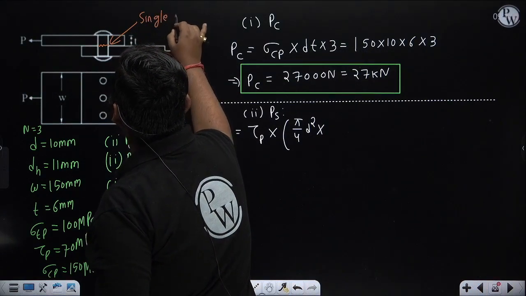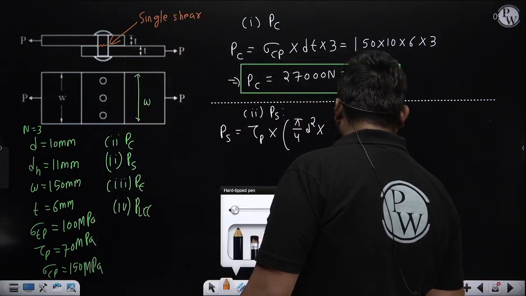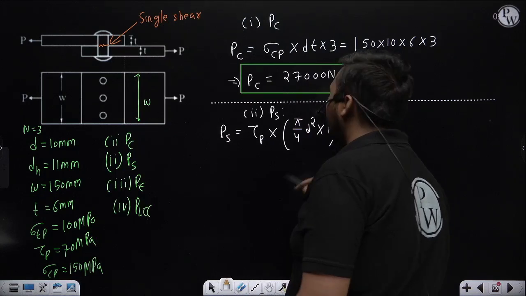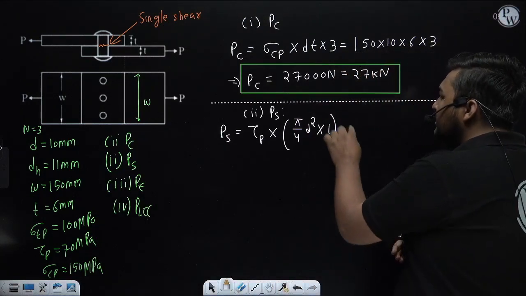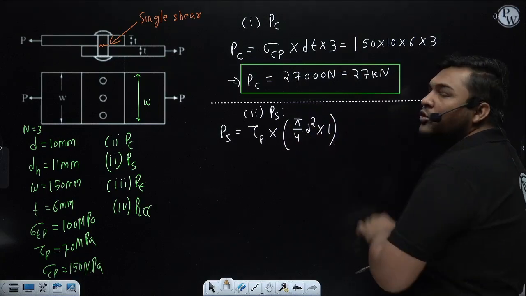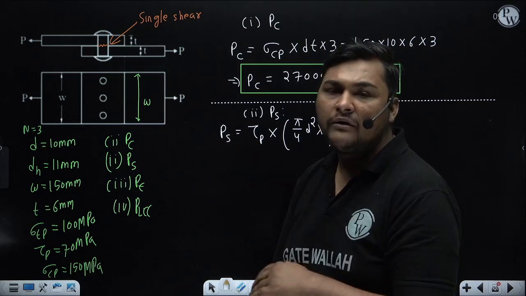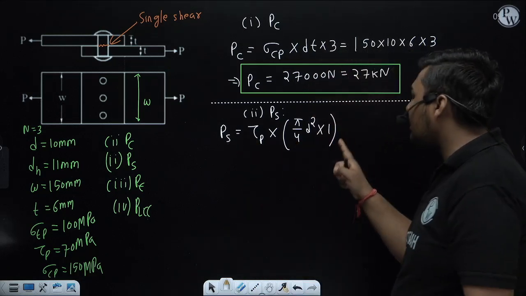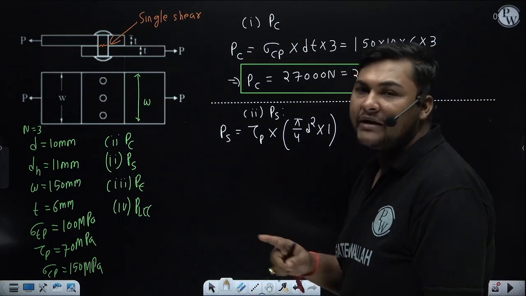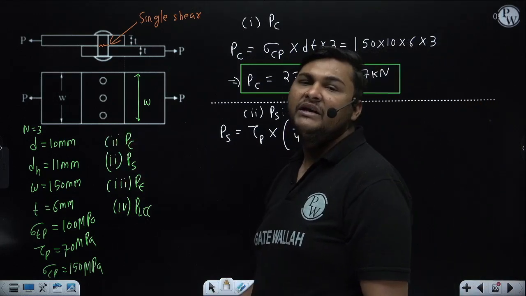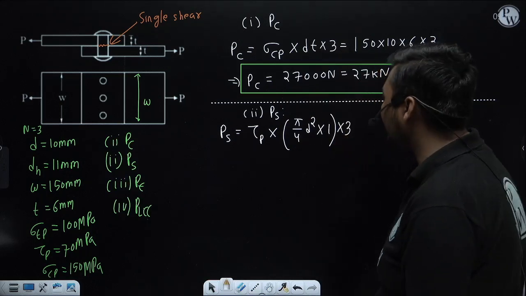And since it is subjected to single shear, value of k will be 1. So here shear area of one rivet will be pi by 4 d square into 1 because it is subjected to single shear. So it is shear area of one rivet into, when shearing failure will occur, when shearing of all rivets is occurring. So to calculate total shear area, we'll multiply shear area of one rivet with number of rivets per plate. And here number of rivets per plate is 3. So into 3. Or you can also say total number of rivets.